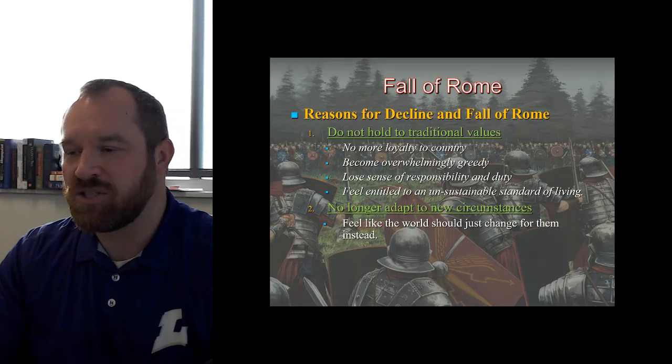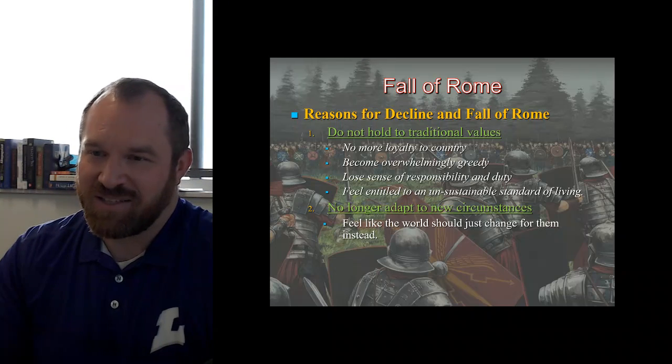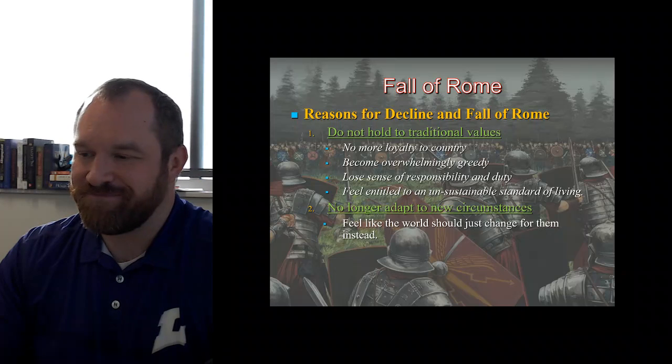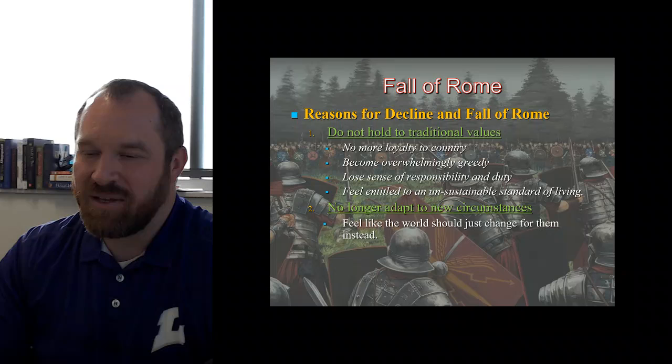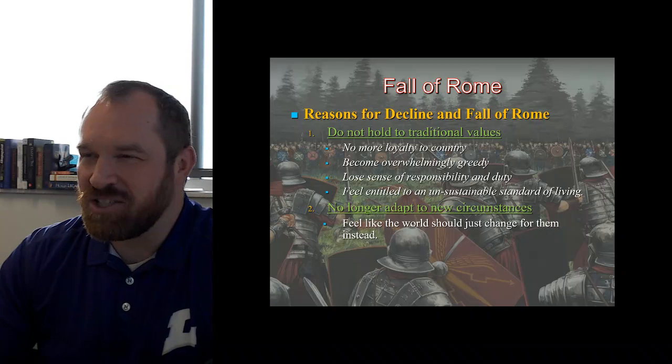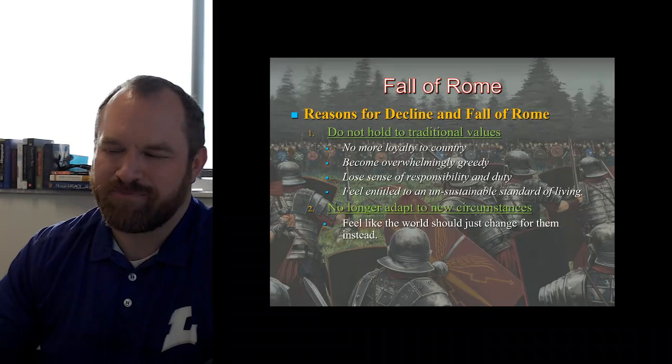Basically, I don't have to change to meet new trials, and you definitely see that as you look at the last 100 years of their history. That adaptation isn't there. They'll do little things here and there that aren't necessarily changes. It's more like, okay, we'll deal with this now, but we're not really going to hold to it.